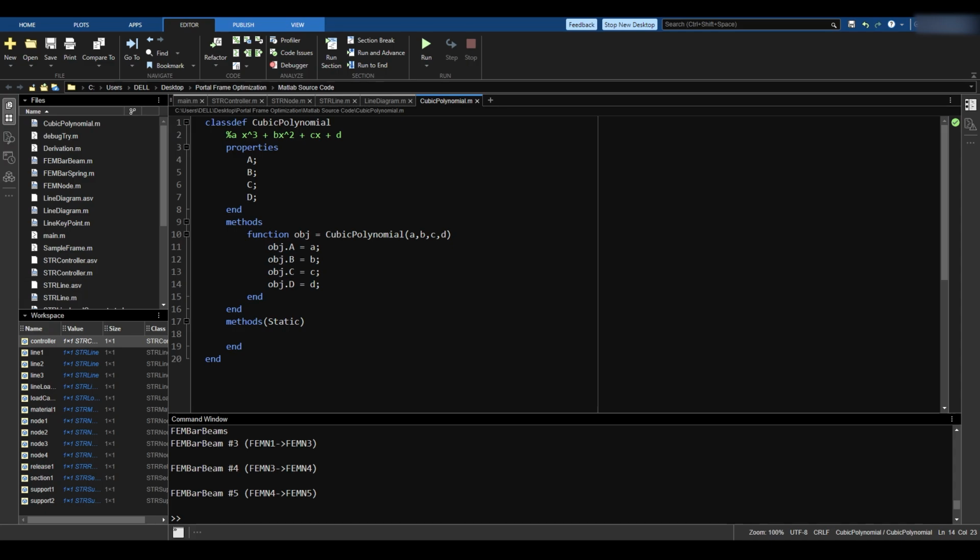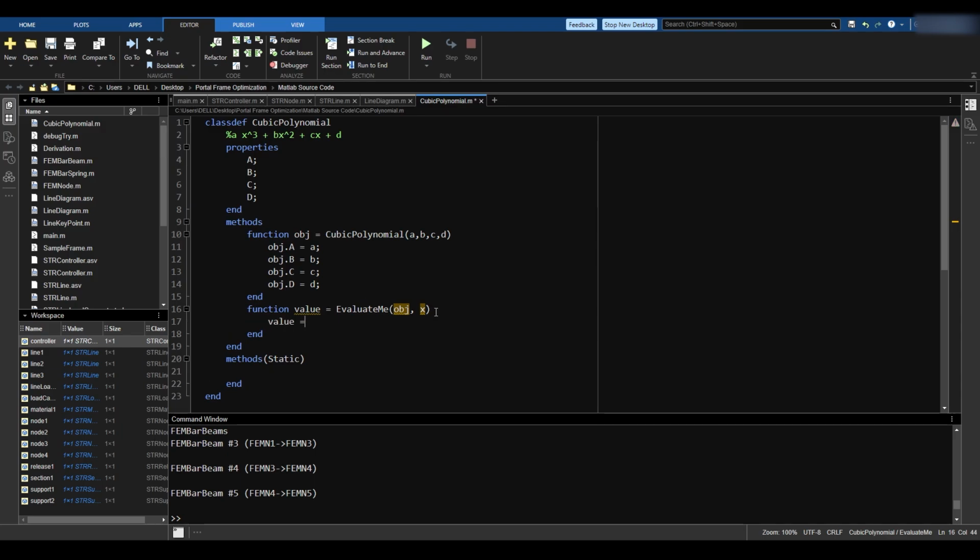Fantastic. I have my constructor. Now another ability it must have is the ability to evaluate itself. So here, value equals evaluate me, and here I need to give the input object and x. So a user can basically ask the cubic polynomial to evaluate itself by giving it an x.